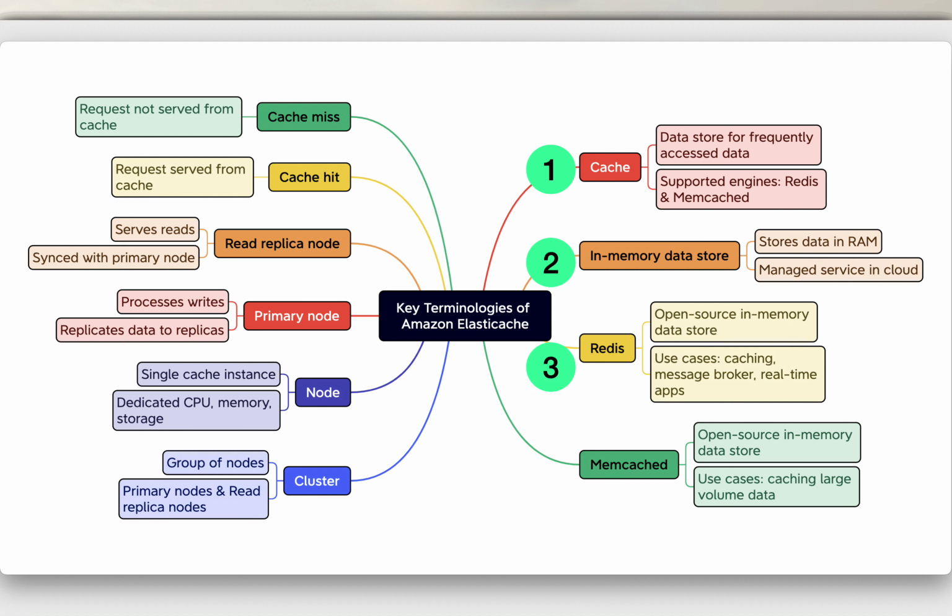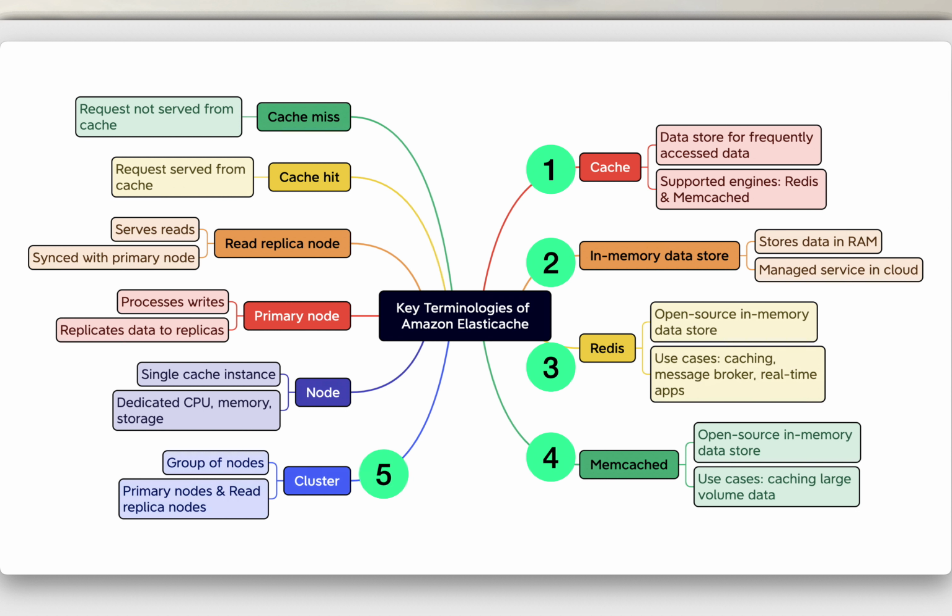3. Redis, an open-source in-memory data store that can be used as a cache, message broker, and database. Redis is a popular choice for caching database results, caching static web pages, caching session data, caching real-time data feeds, and powering real-time applications. 4. Memcached, an open-source in-memory data store that is often used to cache database results in static web pages. Memcached is a good choice for applications that need to cache a large volume of data and require high performance.